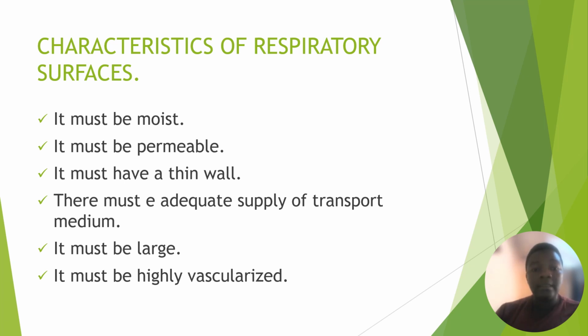Another point is it must be permeable to allow exchange of gases. That is, it must be selectively permeable. Why? They may have a mechanism of control over which gases pass through, ensuring the exchange of specific gases while preventing others from entering. So it must be selectively permeable, because if it is not, it can allow even carbon dioxide in, which is not allowed. Oxygen is what should be allowed in to enhance proper functioning of the body organs of an animal.